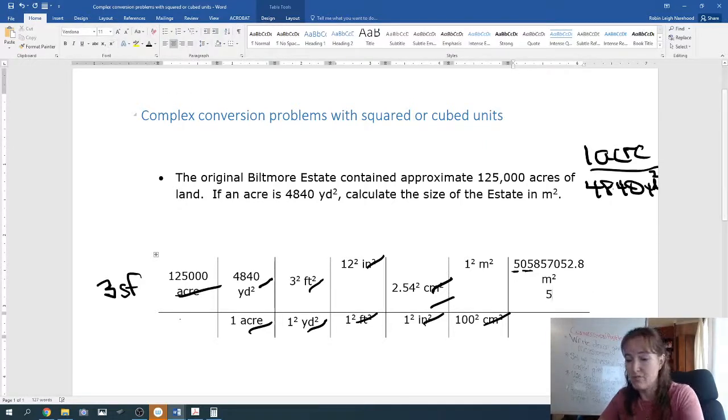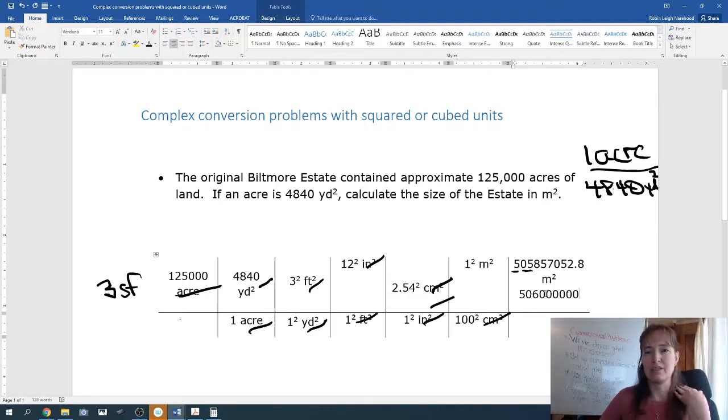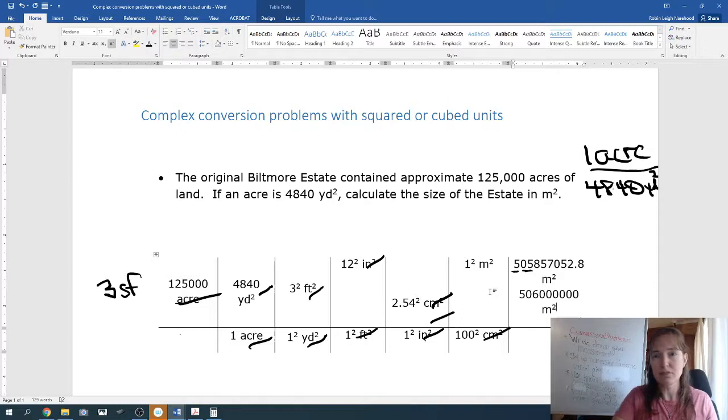Okay, so 505, and then for the 506, because we'll round up, and where the 8 was, I'll put a 0, where the 5 was, I'll put a 0, where the 7 was, I'll put a 0, where the 0 is, I'll put a 0, and the next 5 a 0, and the next 2 a 0. So this should still be 1, 2, 3, 4, 5, 6, 7, 8, 9 digits from the decimal. So it still means the same thing, but now it is just 3 significant digits, and it's meters squared.